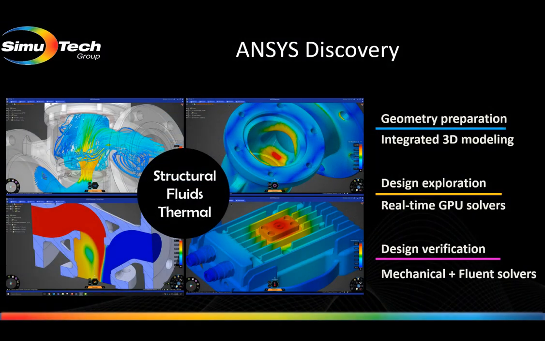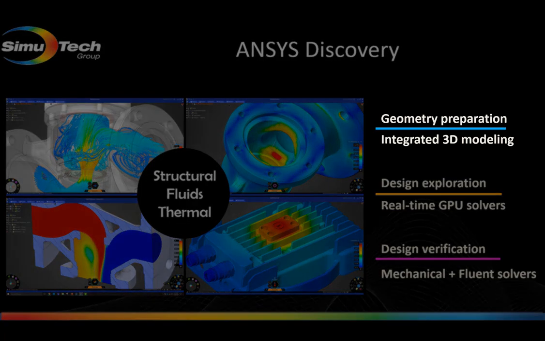In this demonstration, we'll be looking at Ansys Discovery, which is a single application where we can analyze different physics, such as structural, fluids, and thermal models. Ansys Discovery comes with three primary functions which we can perform, the first being geometry preparation, where we can import pretty much any third-party CAD part or assembly, or create our own, as well as modify the geometry to prepare our simulations.